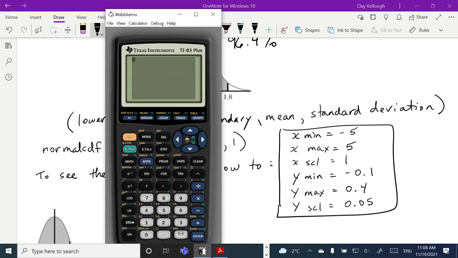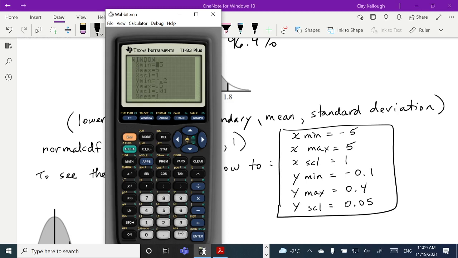You go to second function, vars. This time I want it to draw the graph. So I go over to draw, and this is a normal distribution, so it's shade norm. And now I enter the same 4 numbers that I entered before. Oh, but I forgot. Did I actually set the window to this? I'm sorry. Let's do the window first.